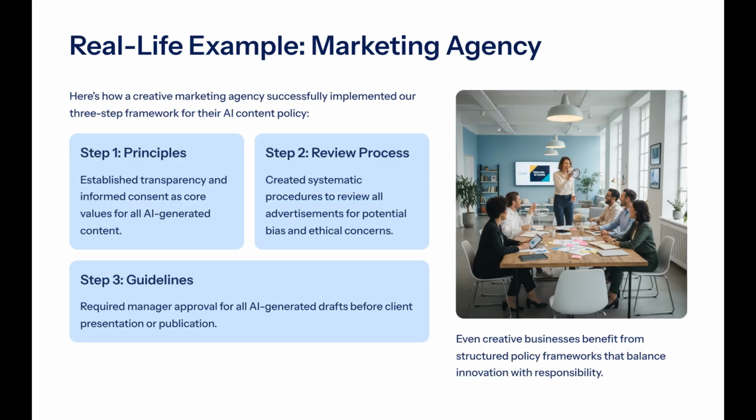Let's look at a real case. A mid sized marketing agency adopted generative AI to create ad content. Initially, campaigns went out faster, but some ads reinforced harmful stereotypes. Clients started complaining. The agency then applied our three-step framework. Principles: they wrote down transparency and informed consent as core values. Review: they created a process where every ad draft was checked for bias and tone before publication. Guidelines: no AI generated ad could go to a client unless a human manager approved it.